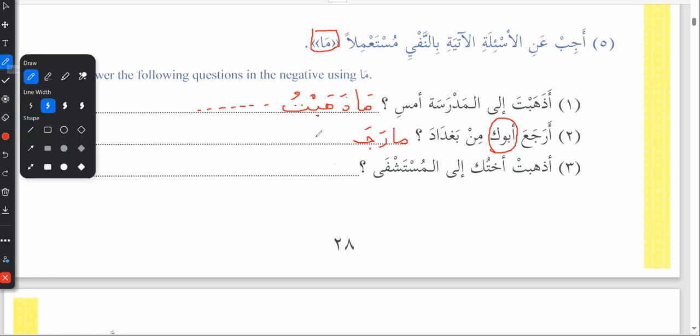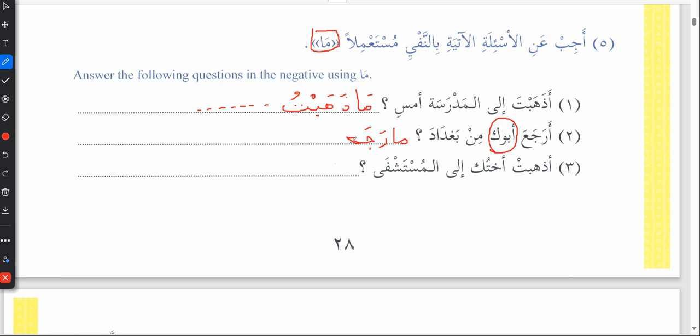Ma raja'a min Baghdad. So this raja'a is for male singular and ghaib. So I will say ma raja'a min al Baghdad. He did not return from Baghdad. So male singular ghaib is damir mustatir.